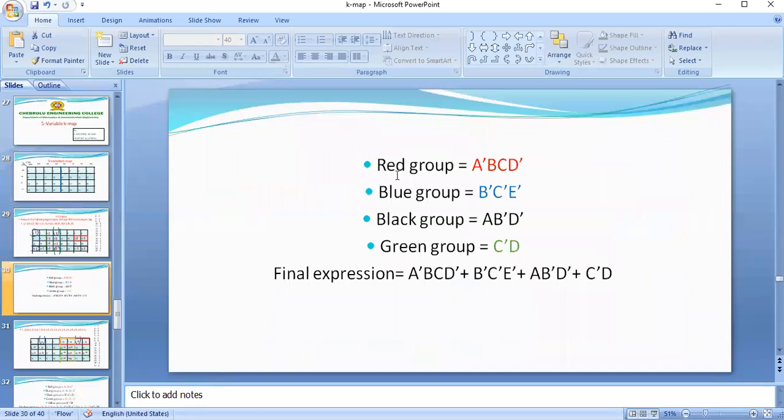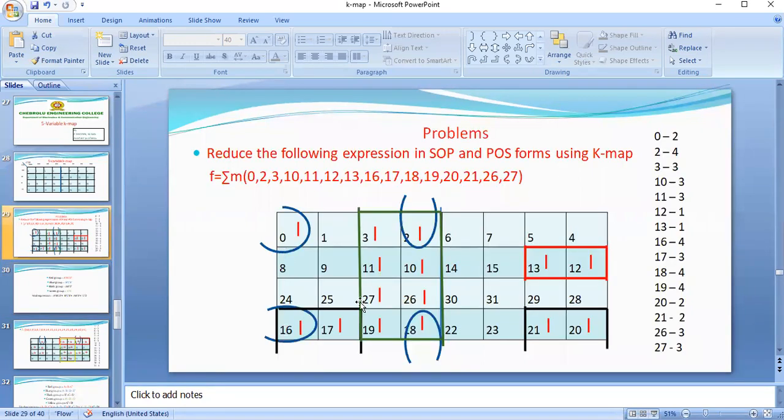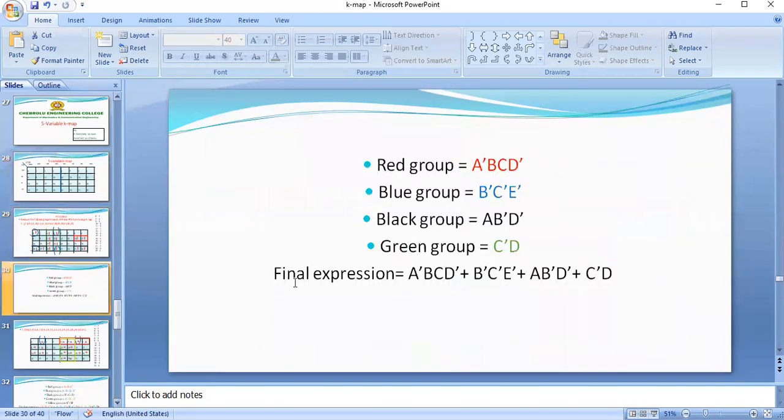The red group represents the corresponding minterm A bar, B, C, D bar. The blue group represents the corresponding minterm. Similarly, this is the black group and this 8-cell group is the green color group. These are the prime implicants. These all are called prime implicants. So the final expression is in simplified sum of products form. This is the simplified SOP expression for the given minterms.